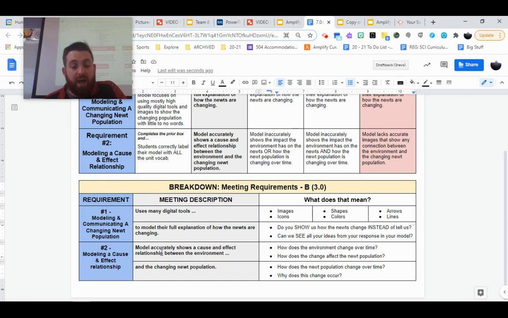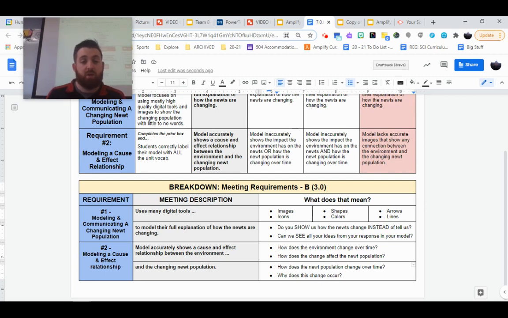Next, does our model accurately show a cause and effect relationship between the environment, so what's going on with the environment, and the changing newt population? So how does the environment change over time? How do the changes affect our newts? How does our newt population change over time? And why is this change occurring? So this is what I'm going to be looking for when I grade our model after we've completed our Chapter 2 model.